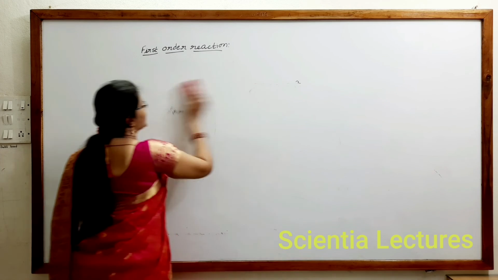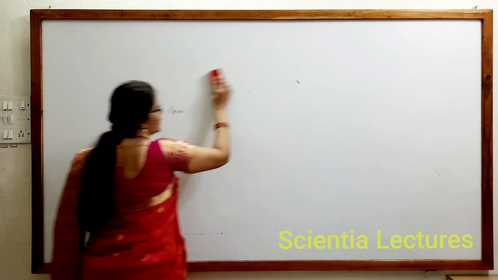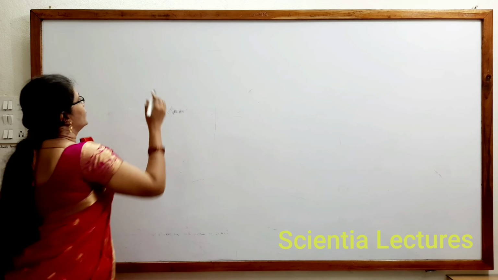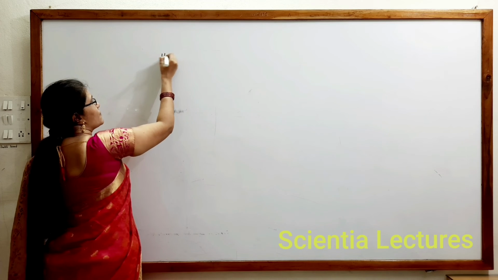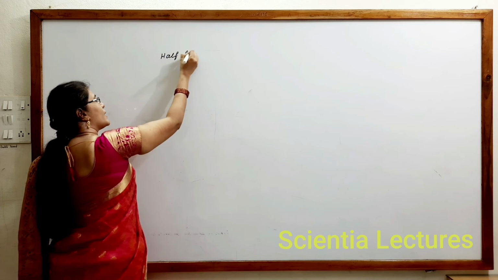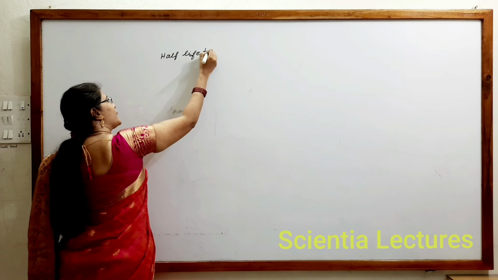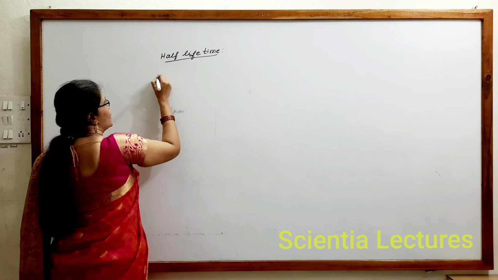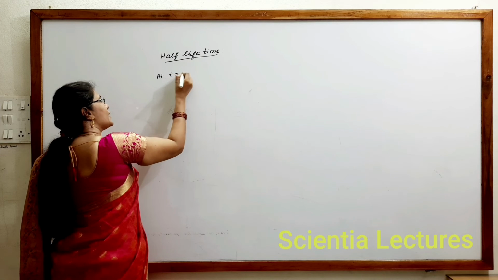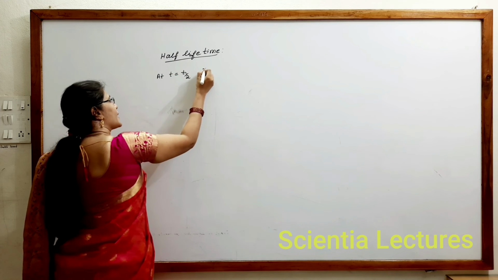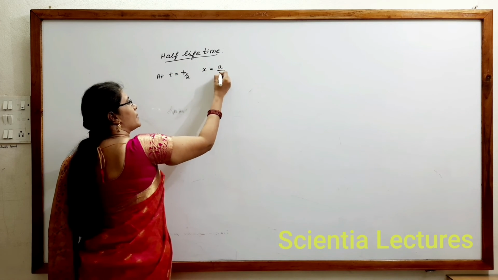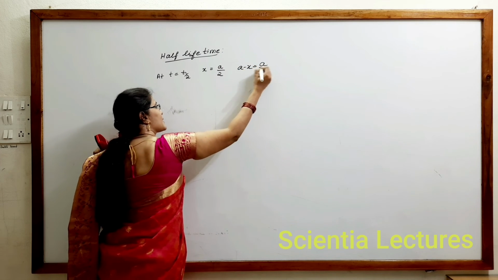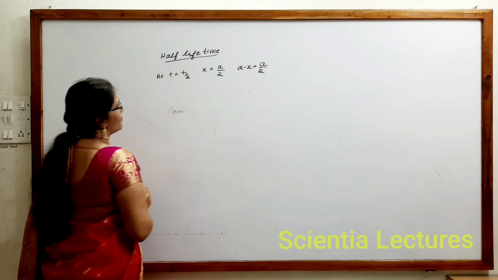Now let us see its half-life time. What is meant by half-life time? As we have already seen, it is the time taken for half of the reaction to happen. So we know that at t equal to t half, x must be equal to a by 2. The reacted amount is a by 2, in the sense that a minus x, the remaining amount, is also a by 2.